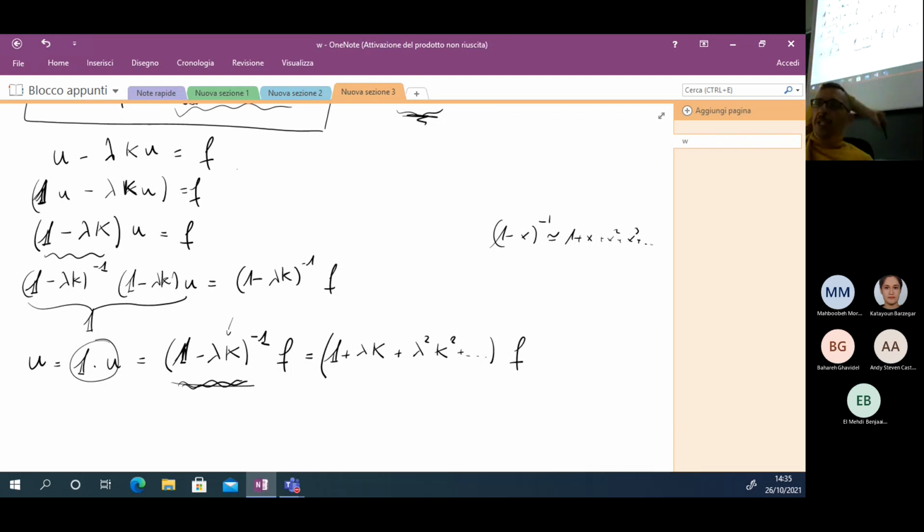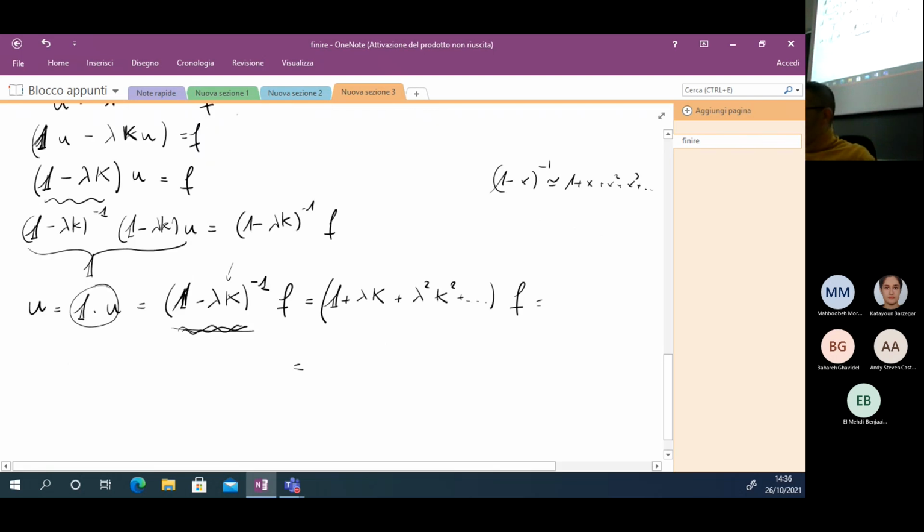Now what you can prove is that this series, this sequence, converges to the exact solution of the integral equation. So what does this mean? What does this sequence mean? Basically what you are doing is applying the identity to f. What's identity times f? f. And this is easy. Now add lambda K f. What's this thing?